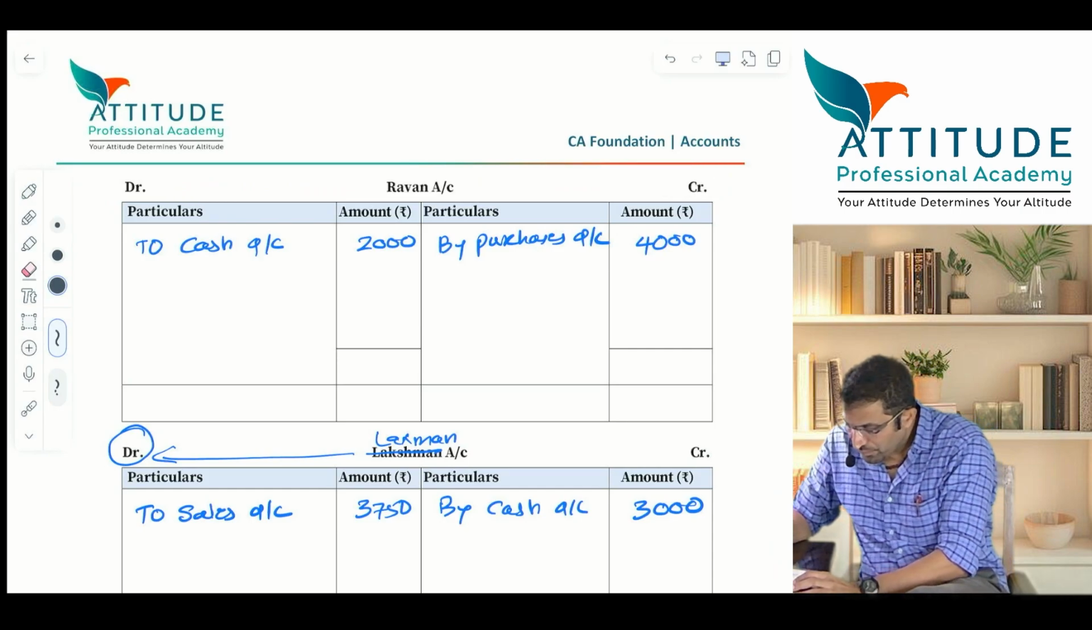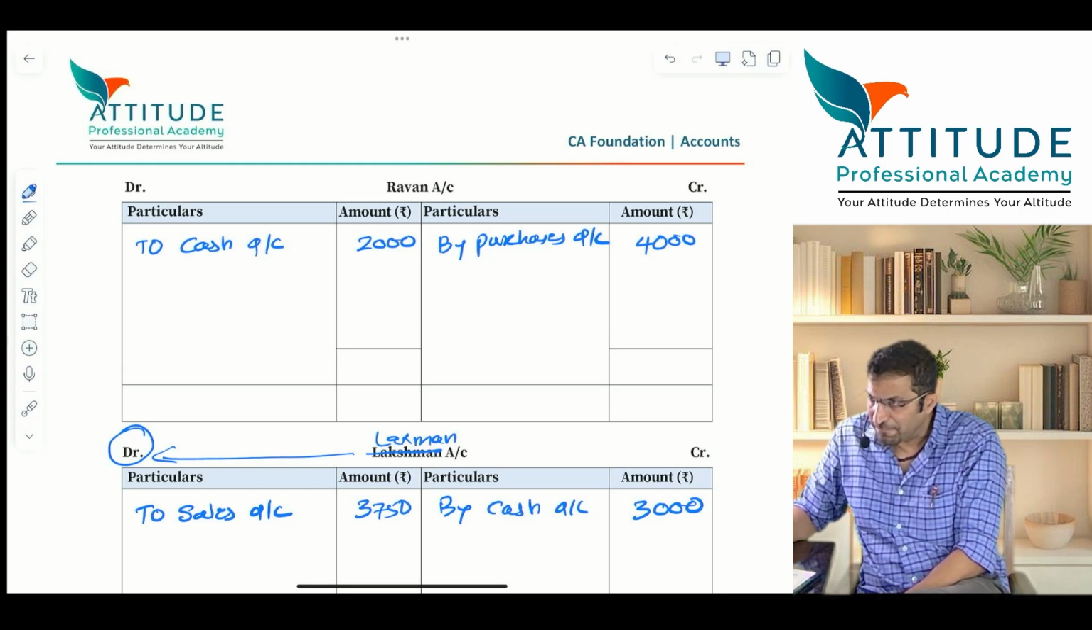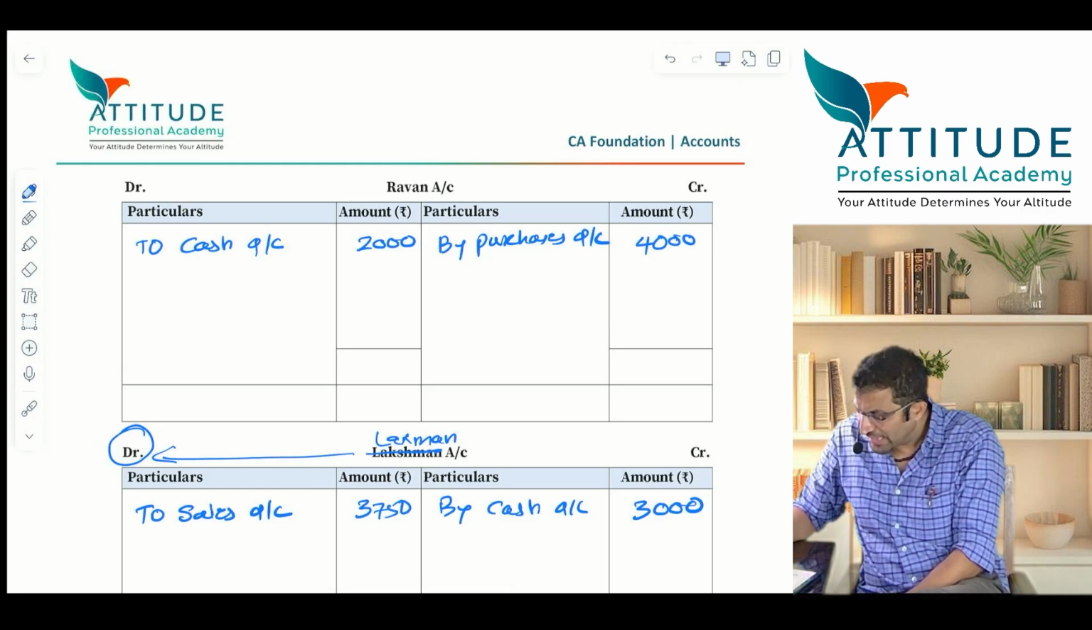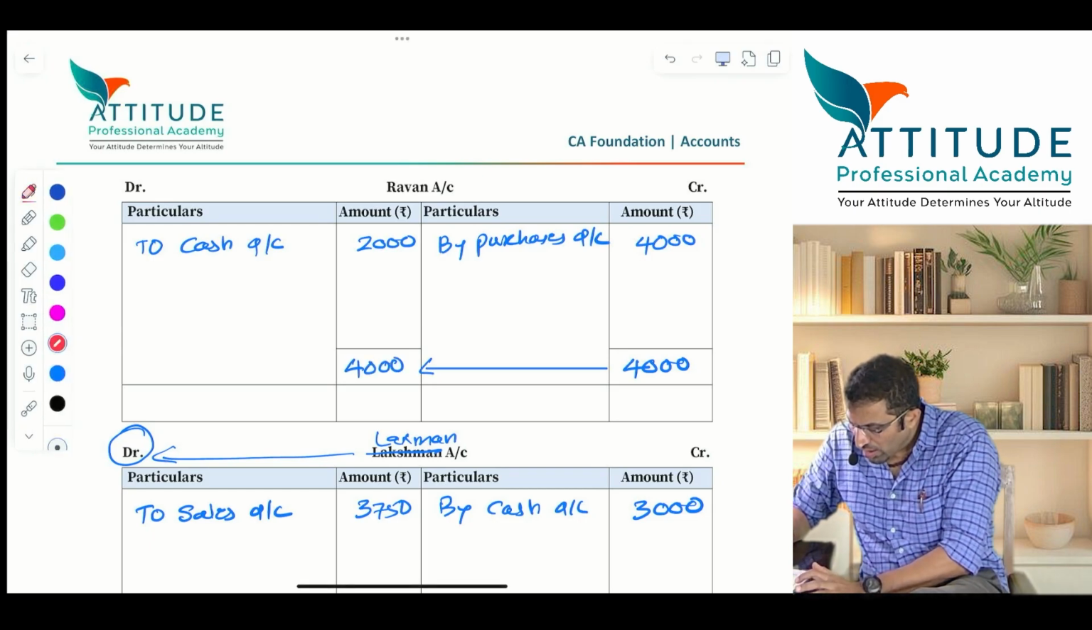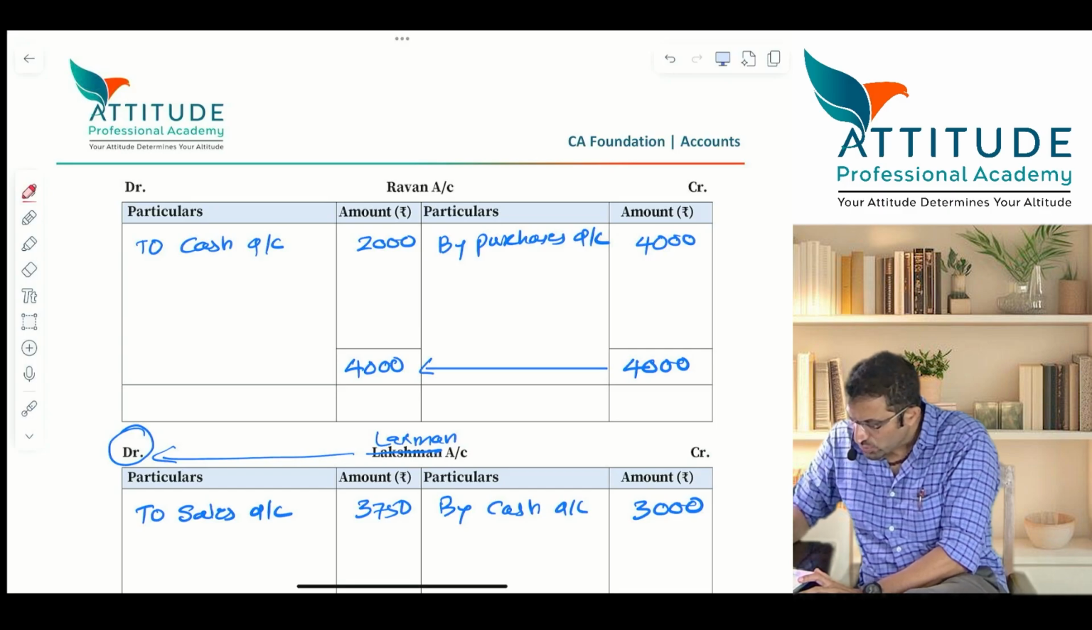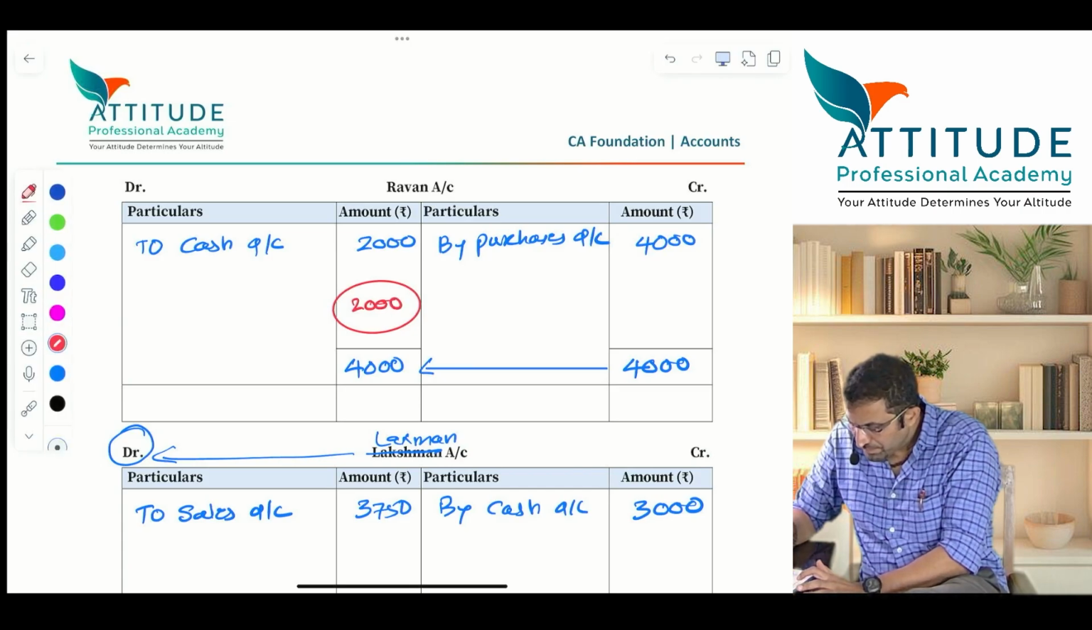Please help me. Which side total is greater? On the credit side the total is greater. How much should I write on the credit side? The same total I should write on the debit side total. How much? 4,000. What is the balancing figure? Already 2,000 is existing, so 4,000 minus 2,000 is 2,000. You will have to balance carried down.